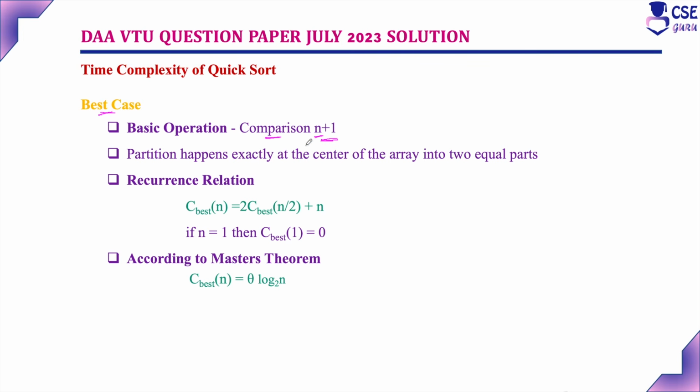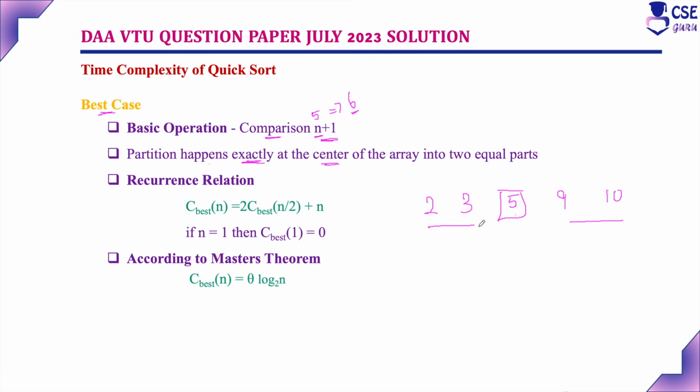Whatever the elements you have given, suppose n size is 5, then 6 comparisons are required. And what is the best case time complexity? The partition happens exactly at the center of the array. For example, here the partitioning element is 5, here 2, 3 are there and 9, 10 are there. See here, the left side has 2 elements and the right side also has 2 elements. If the partition happens like this, this is the best case time complexity.